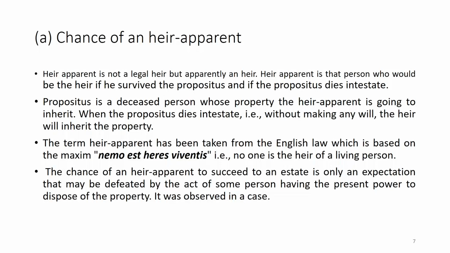An heir apparent is the person who would be the heir if he survived the propositus and if the propositus dies intestate. Propositus means the person whose property is going to be succeeded, that person is the propositus. If the propositus dies intestate, only then will he become the legal heir. Prior to that, he is only a kind of apparent heir.